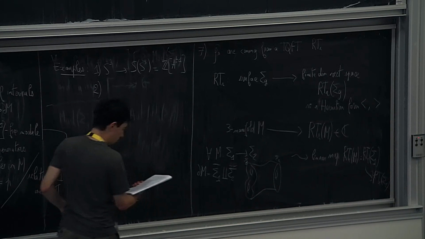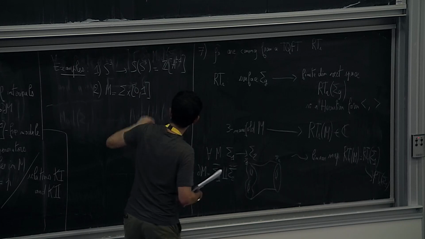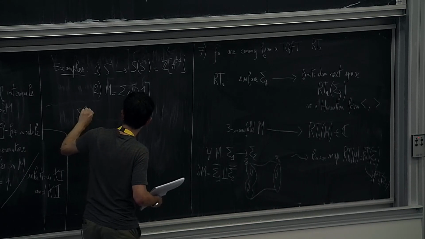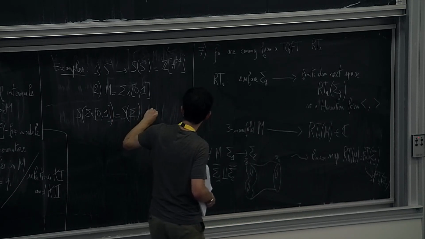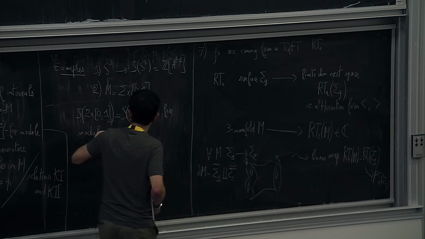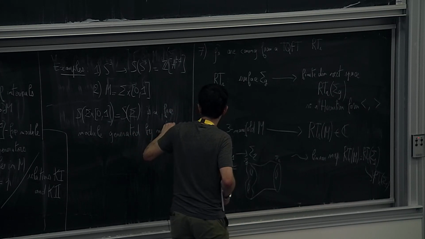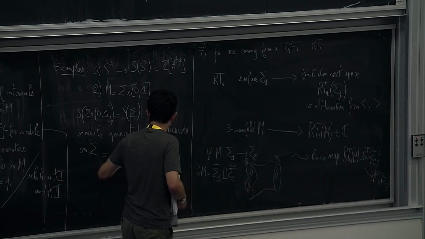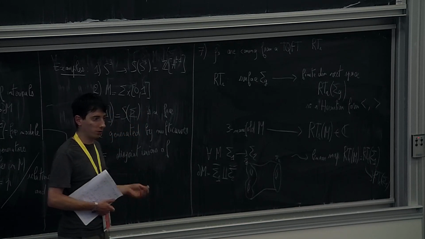And in general, when you take M to be a thickened surface, sigma times [0,1], you will have that S of sigma times [0,1], which I will write as just S of sigma most of the time, is a free module generated by multi-curves on sigma. So those are disjoint unions of simple closed curves on sigma.